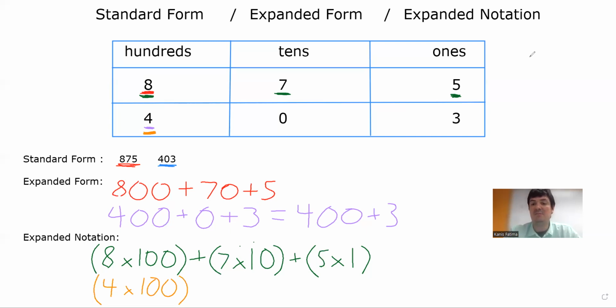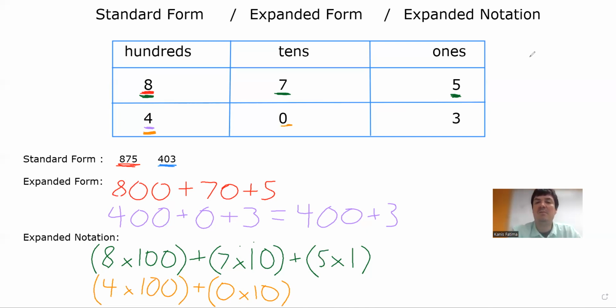My next digit is 0. So again, I'm going to add parentheses. Now I do the same thing. My digit is 0. So I'm going to write 0. And because 0 is in the tens column, I'm going to write times 10. Because again, 0 tens is the same as 0 times 10.